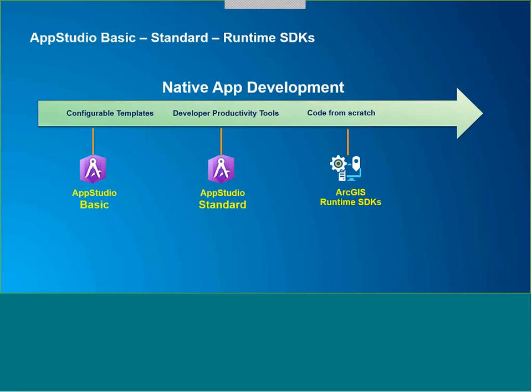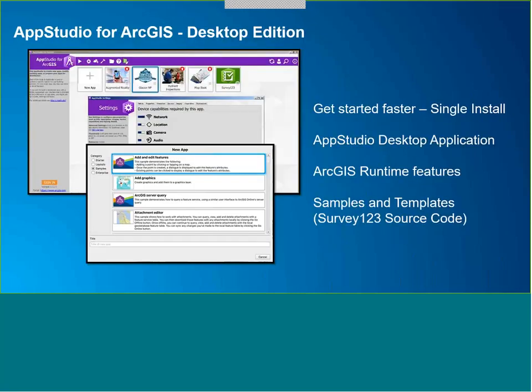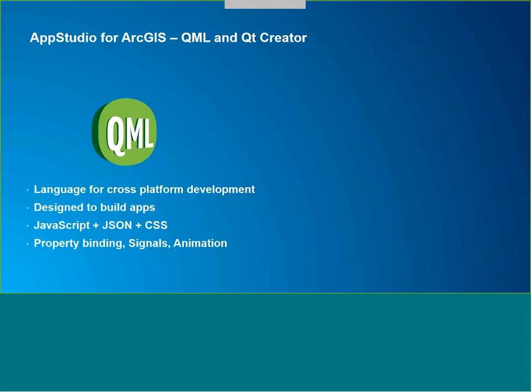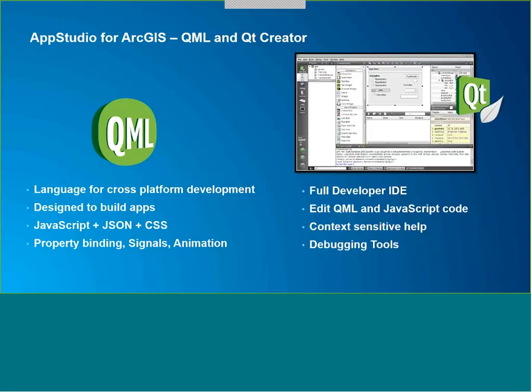But if a person would like to create an application from the scratch for a mobile application, he can very well use ArcGIS Runtime SDKs. Once he has done that, there is a single installation. It's a desktop application or a mobile application, and then there are some samples and templates which are available as source code as well. So the application which we are using for this is QML. The benefit of having QML is that it can be deployed on multiple OS. And you can use JavaScript, JSON, plus CSS information.